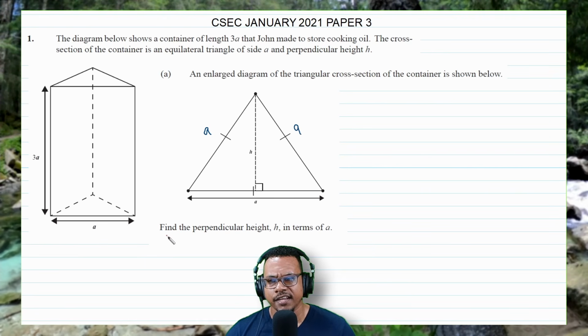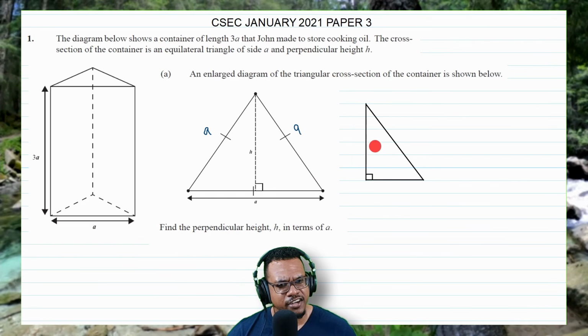So now the first part of the question, we want to find the perpendicular height h in terms of A. So no numbers are given. All right, so we're just going to write the formula to find the height h. So if we look, we can see a right angle triangle here. So we can use Pythagoras theorem where the length of the side is A, and the length of this side will be half of A, because this height would split this base in half.